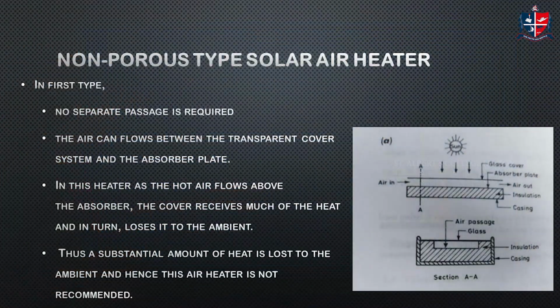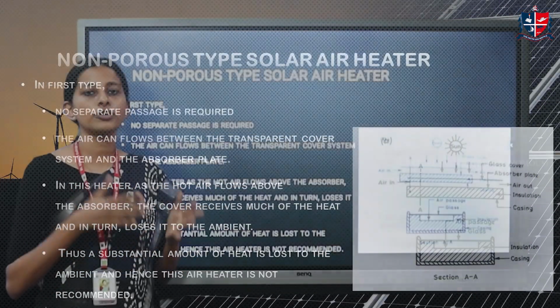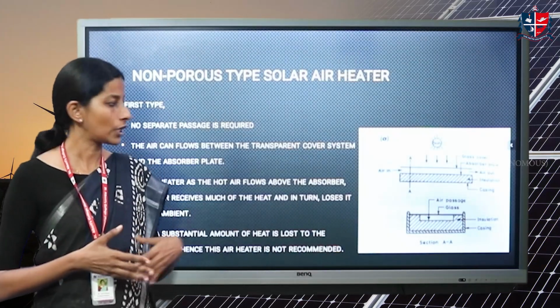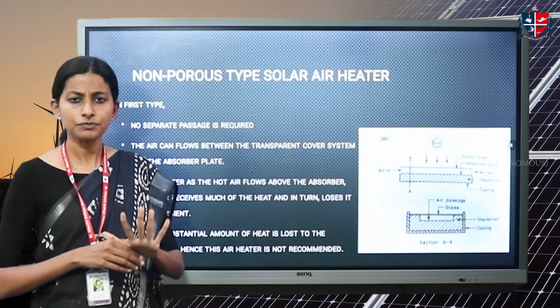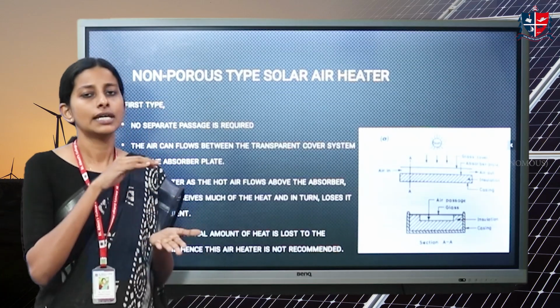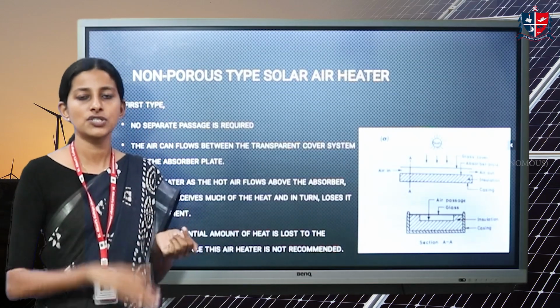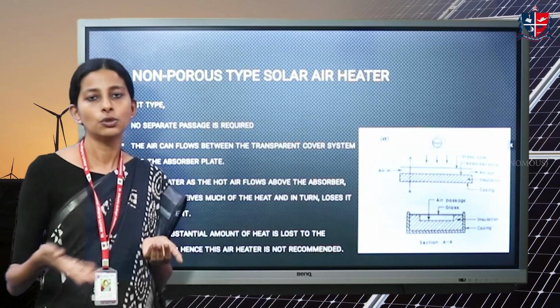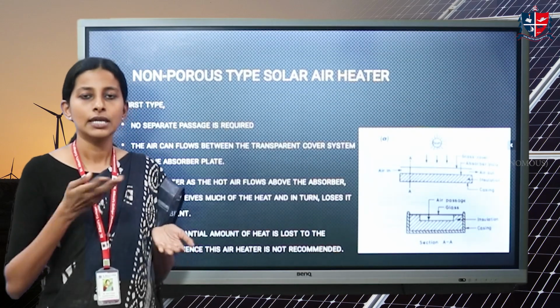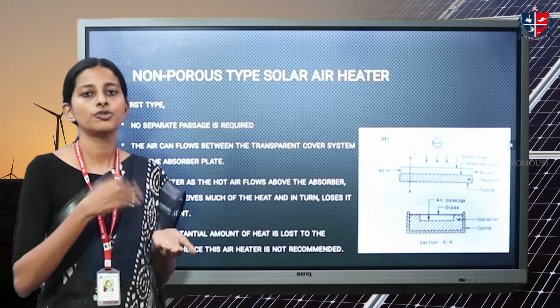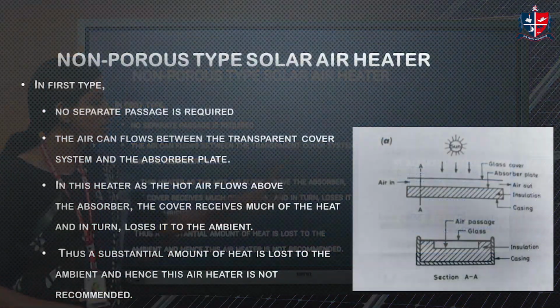So under each of these types, we again have classifications. First let's discuss the non-porous type solar air heaters. Non-porous type solar air heaters themselves are of 5 types. As I said, non-porous means there is no penetration through the plate. Airflow happens only above the plate or below the plate. Heat is transferred from above or below to the working fluid. Okay, so this is the first one.